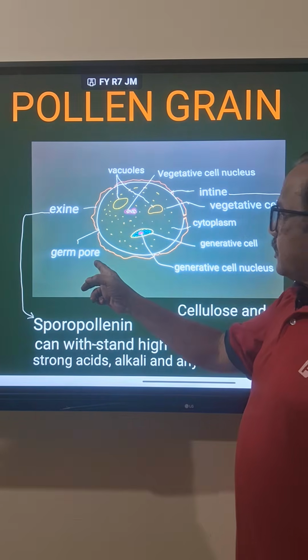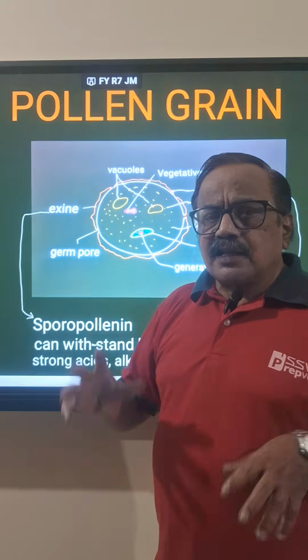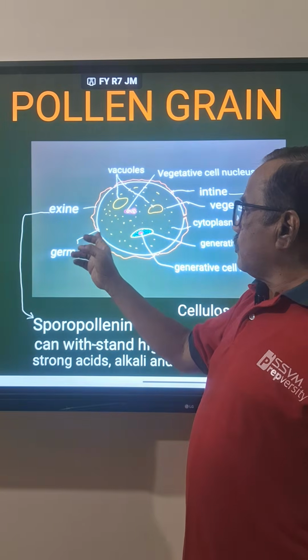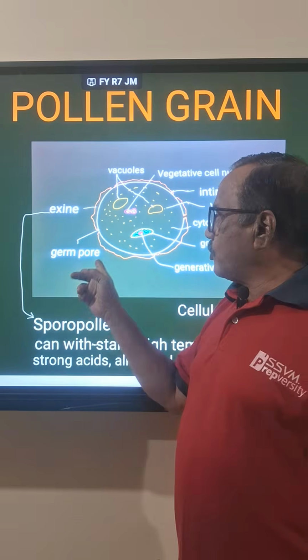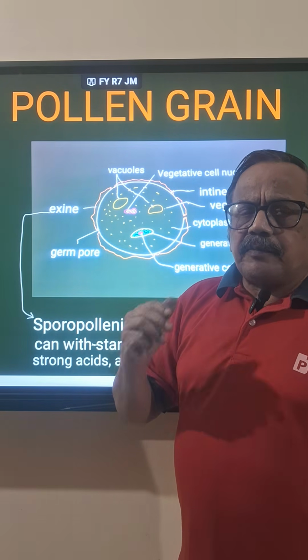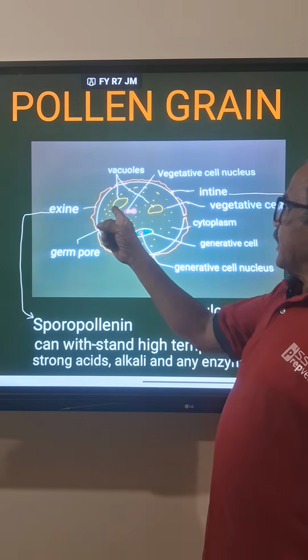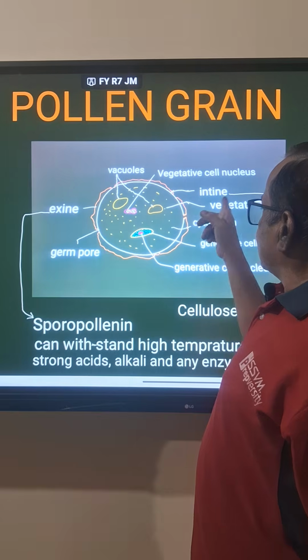Next, the exine forms different structures on the outer side, and it leaves some pores here and there. The pores are called germ pores, and germ pores are useful for the pollen tube coming out. Whenever the tube emerges, the germ pore is used. The inner wall is called the intine.